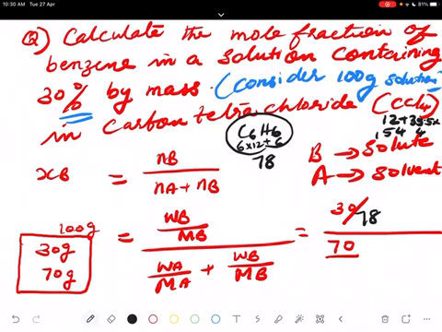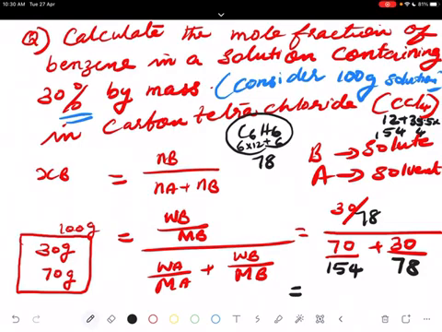So I am dividing this 70 by 154, then plus again 30 upon 78. So after calculation, you will be getting that fraction, mole fraction, that is always less than 1.